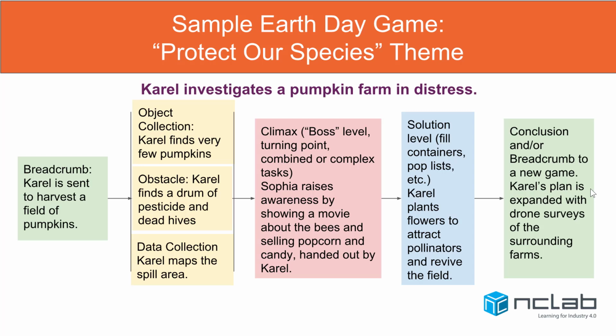Sophia, and if you remember from the course, Sophia is the maker who builds Karel and programs Karel. So Sophia is going to raise awareness by showing a movie about the bees and selling popcorn and candy handed out by Karel. And once they have enough money, then they can rebuild the farm, clean it up. Karel's going to plant some flowers to attract pollinators and revive the field. And then the plan is for Karel to expand with drone surveys of the surrounding farms.